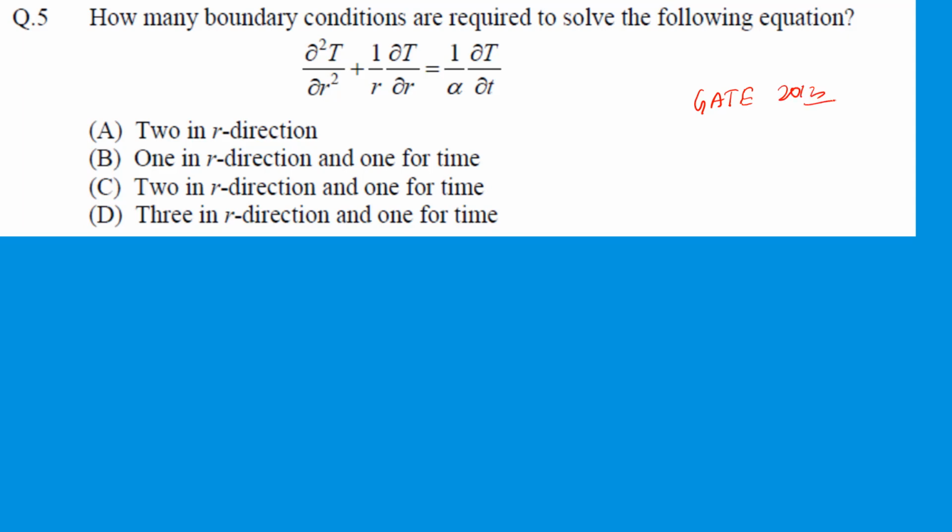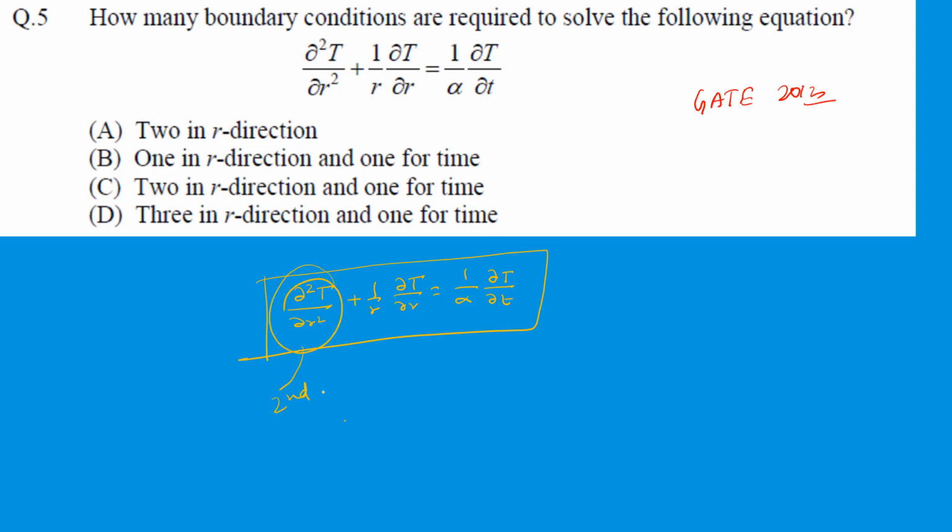First question is, how many boundary conditions are required to solve the following equation? Guys, this is the equation. So this is a second order differential equation. Right? So this temperature varies with this radius r, and you can see here there is also a term where temperature varies with your time.